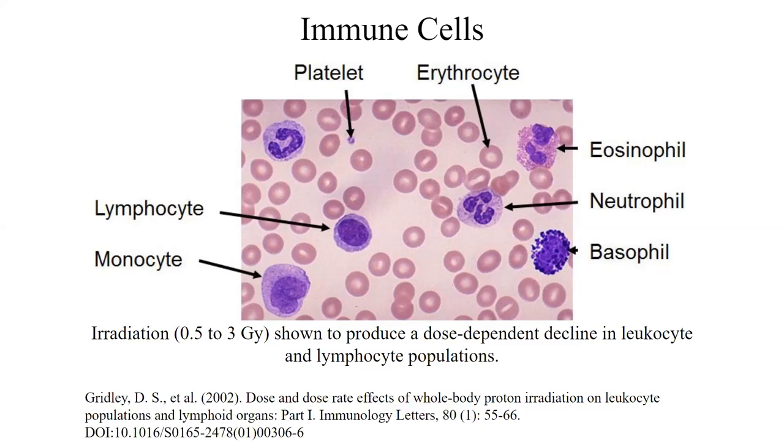And so this is a concern for astronauts, because with an impaired immune system, the ability to fight off an infection is a lot weaker. And this dose-dependent decline can persist when the astronaut returns to Earth. So it makes them a lot more vulnerable coming back to Earth in terms of getting sick.